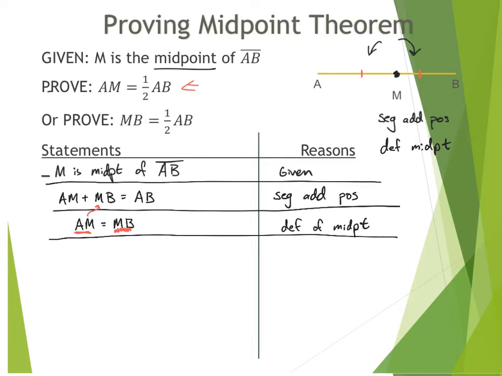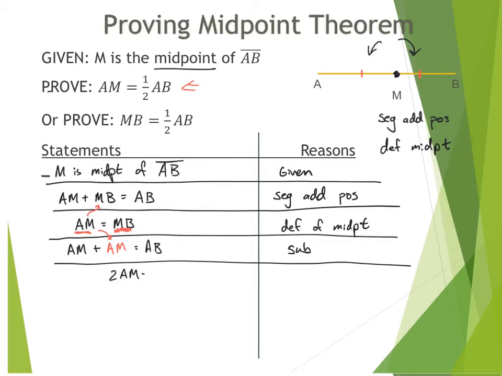So in my new line, I'm going to have AM plus, and I'll change color so you can see what I changed, another AM is equal to AB. All right. So all I did was substitute AM in for MB because those two things are equal anyway. Substitution. From here, it's actually algebra. I now have two AMs on this side.